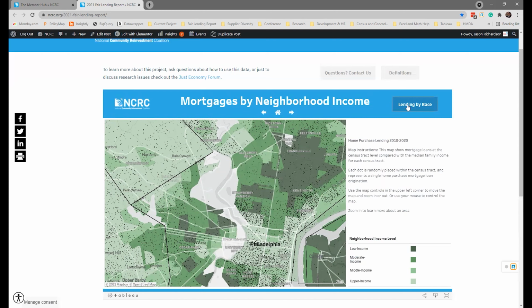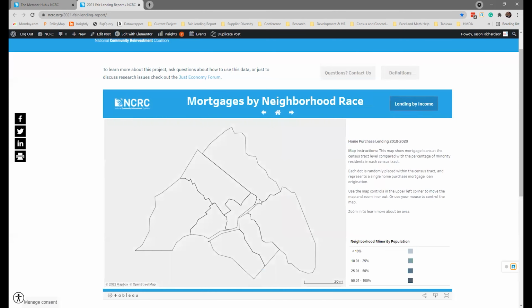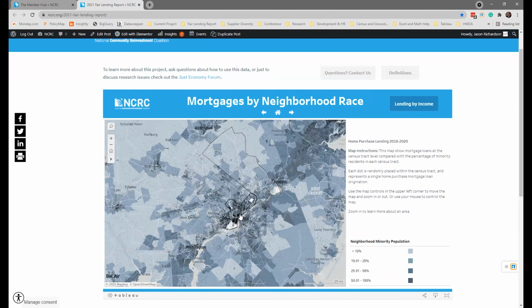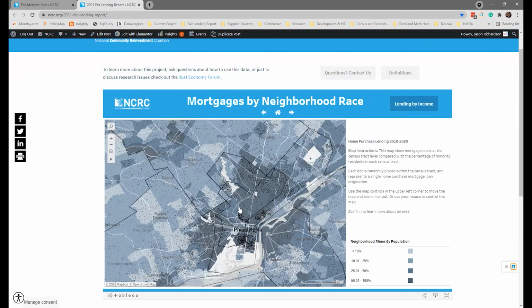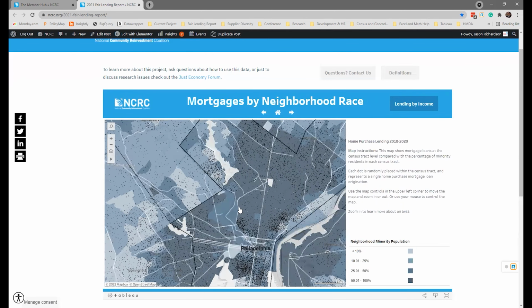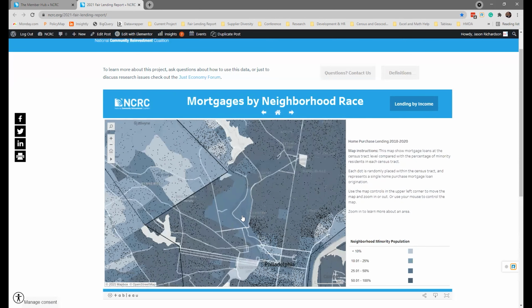And you can click over on this button to look at the same map, but by neighborhood minority population. Again, darker blue colors indicate a higher minority population. And the maps are useful for letting you find clusters and lending deserts, and then also investigate those a little bit to see what may have caused them.